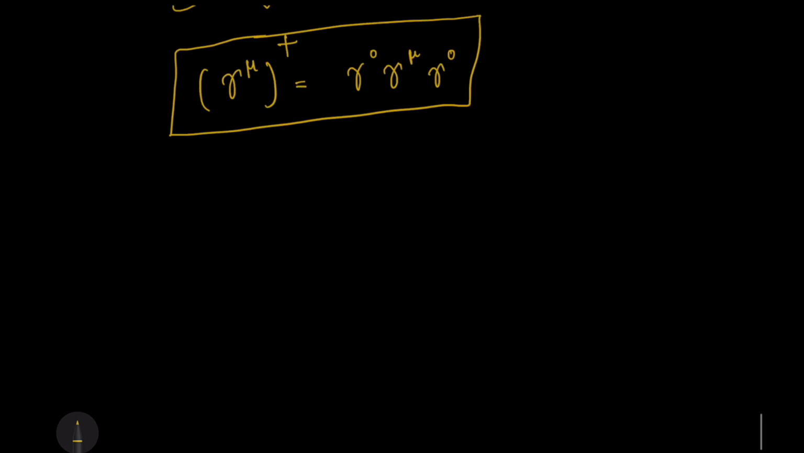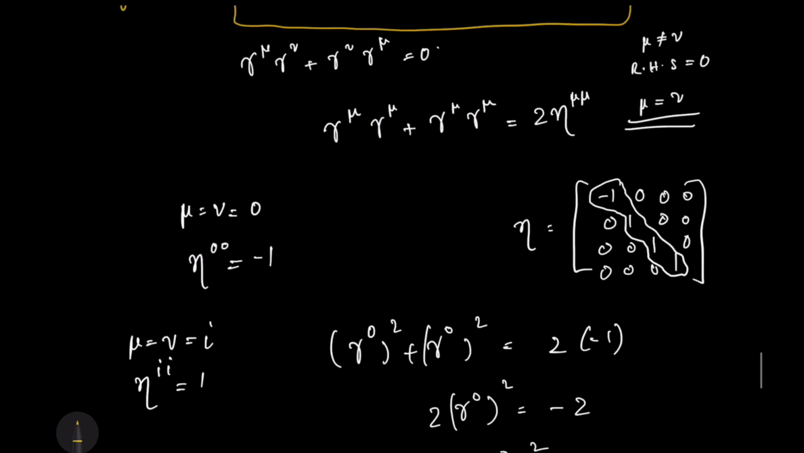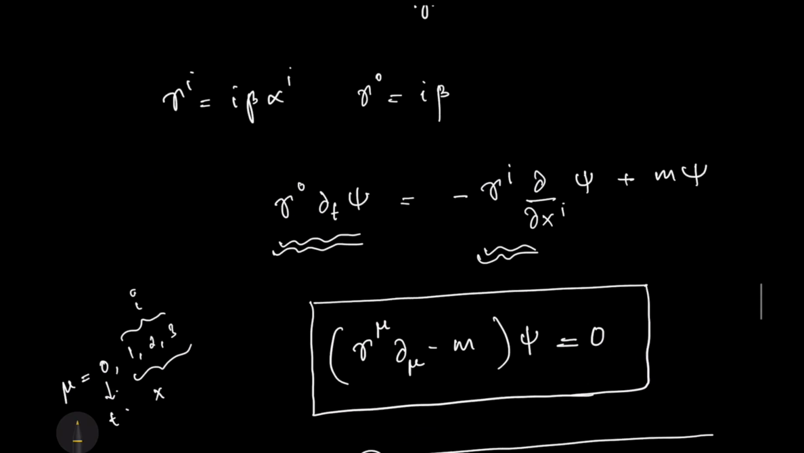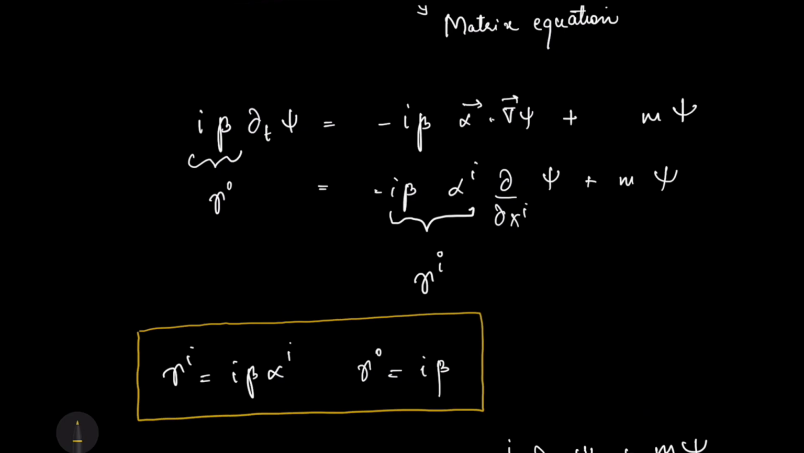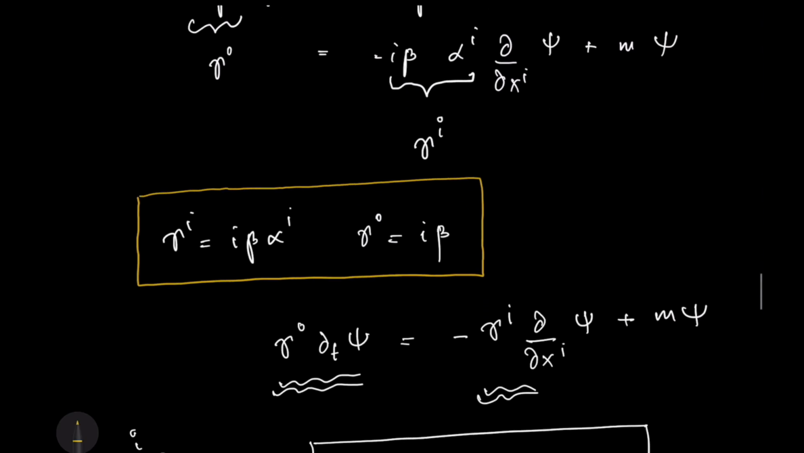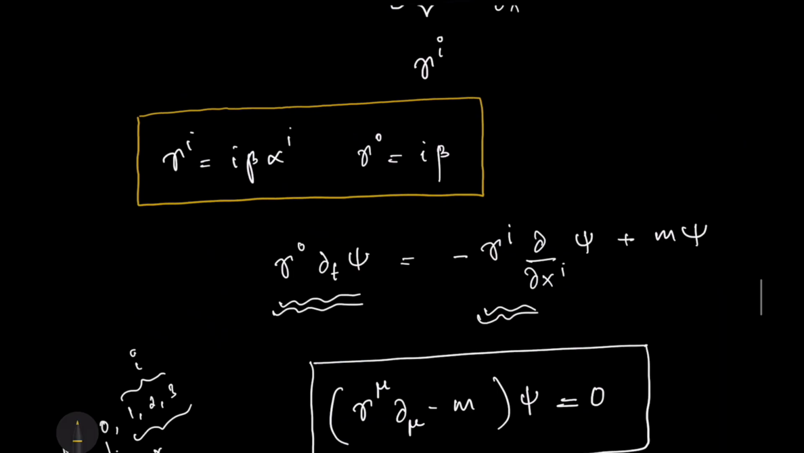Now what is this gamma matrix? We have already defined what is gamma. From here, gamma I is I beta alpha I and gamma 0 is I beta. So I have already told you that alpha and beta will have infinite number of solutions. So infinite number of matrices is possible for alpha and beta, but I explained only two solutions. So according to those two solutions, you can have again two solutions for gamma also, right?